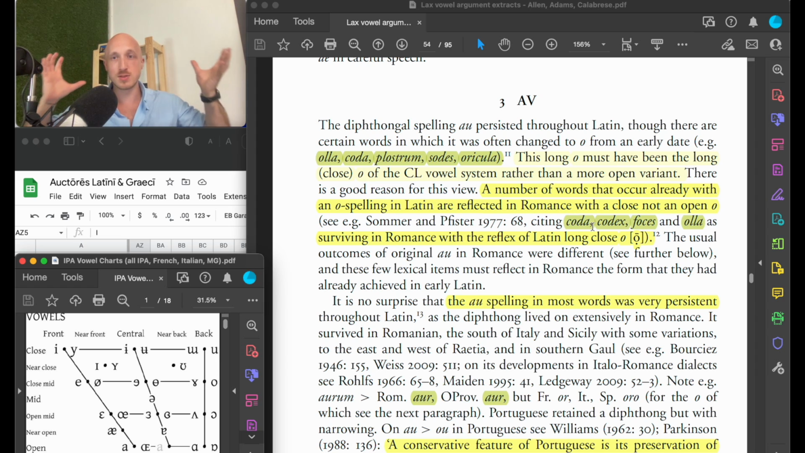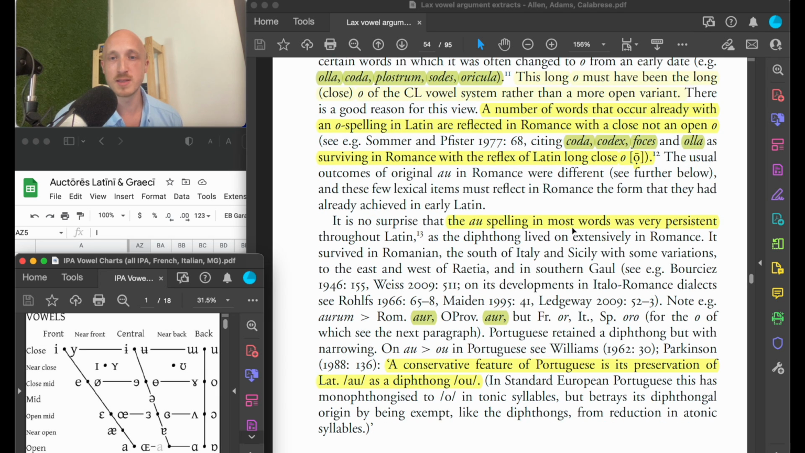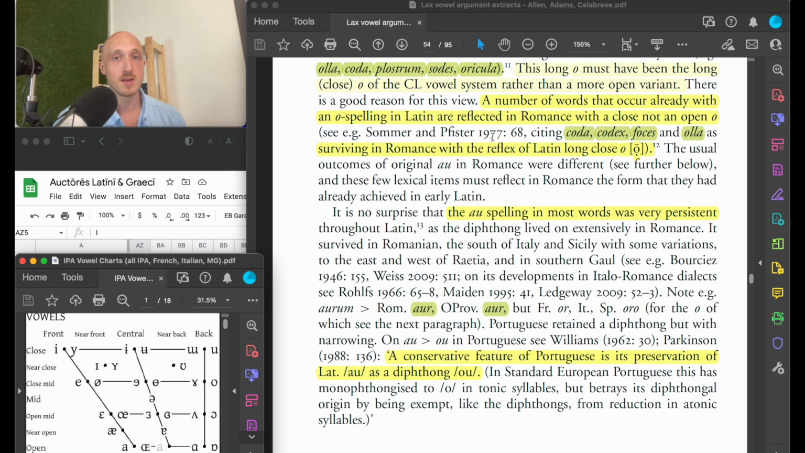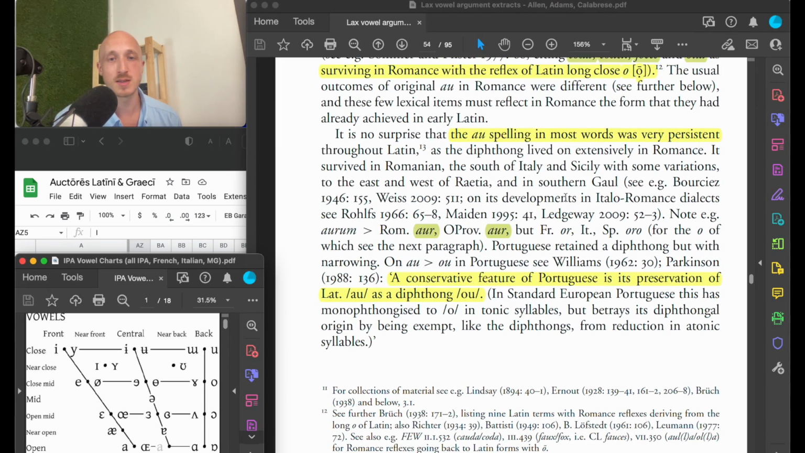It's more likely we had just whatever kind of long true mid quality of O, coda, that closes to coda, because all the long vowels do that, because it's the later changes of au, like say parabola into parola. Those are much later. The au spelling in most words was very persistent throughout Latin, despite these things that came in from the rustic pronunciation.